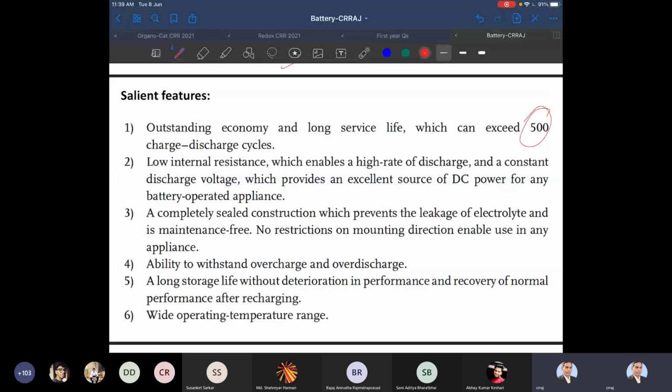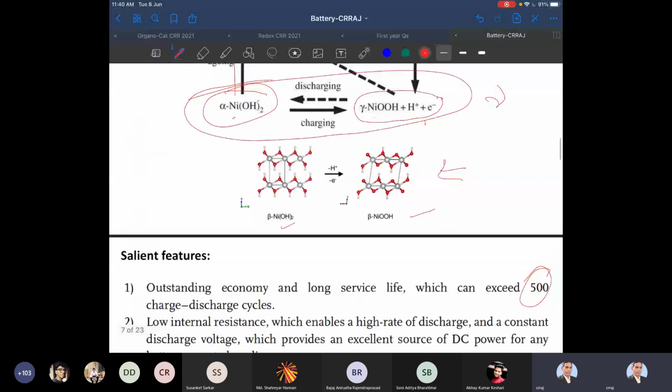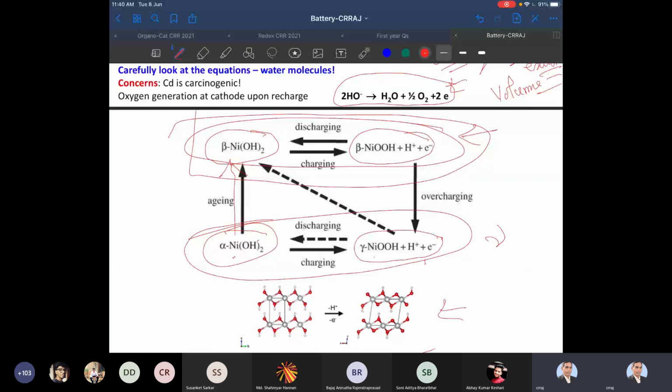Completely sealed construction, so leakage will not be there. Electrolyte leakage, you don't need to bother. It's maintenance free. One good thing is that even if you overcharge, though you lose a little bit of the capacity or the power, you will be able to get it back. It's not an irreversible loss.